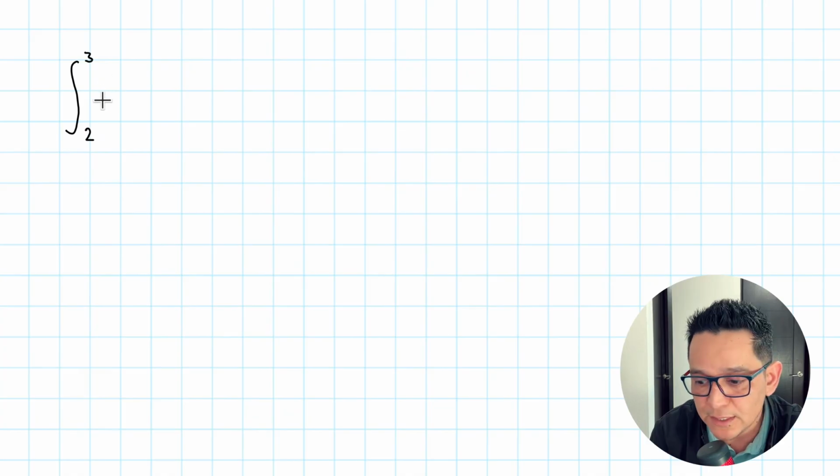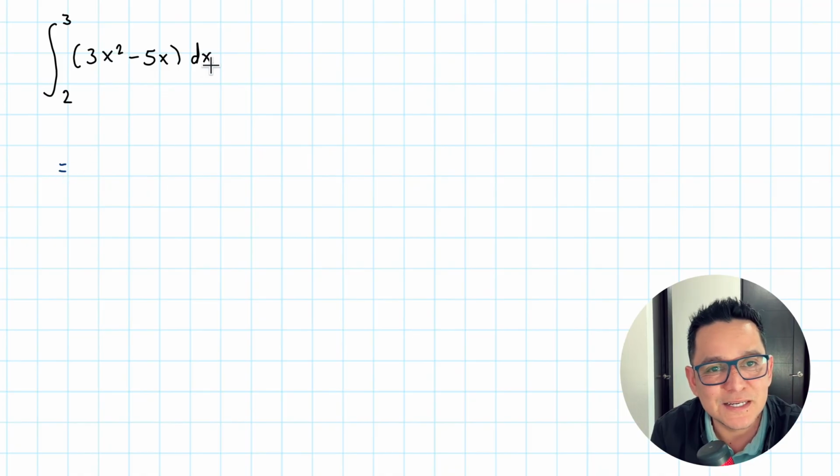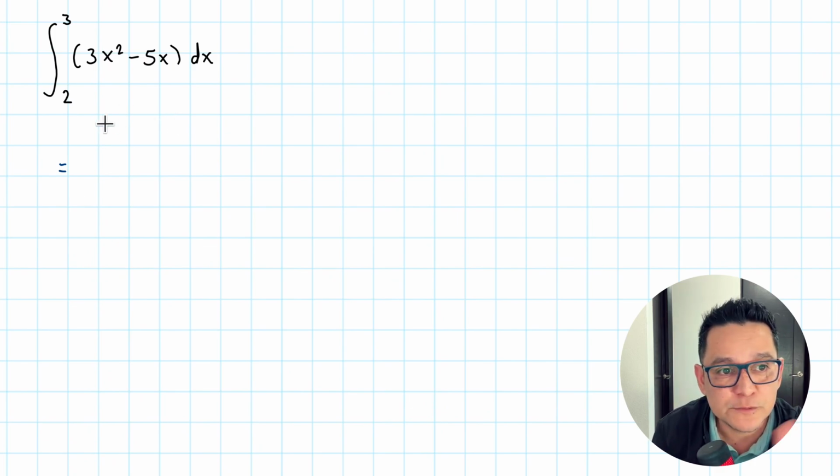We had the integral from 2 to 3 of the function 3x squared minus 5x. And of course, we add the dx. And we're going to integrate. Don't forget that in this case, when we solve the integral, we're not going to add a c, since we have a definite integral. So let's go ahead and integrate.